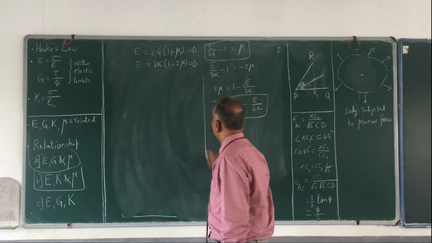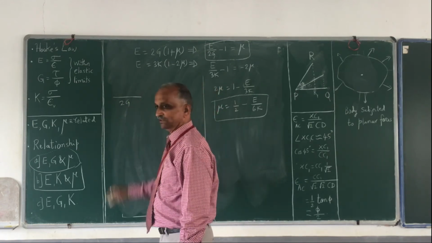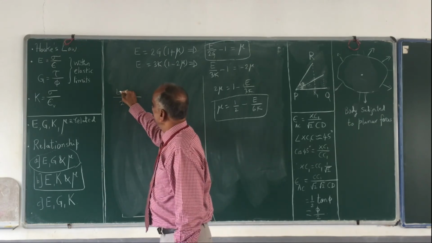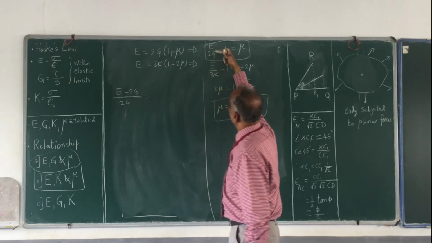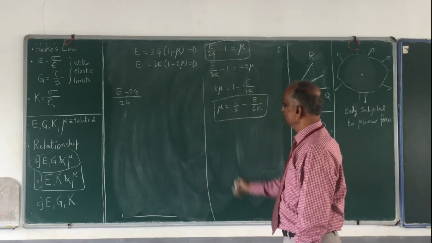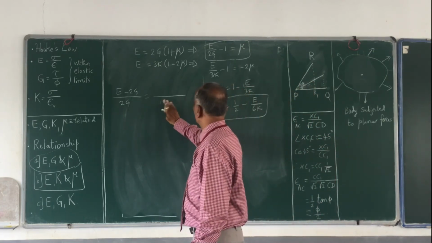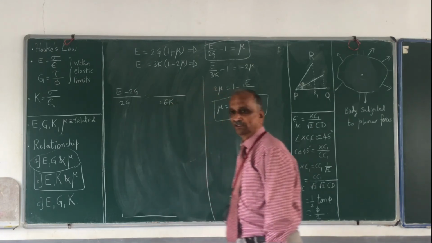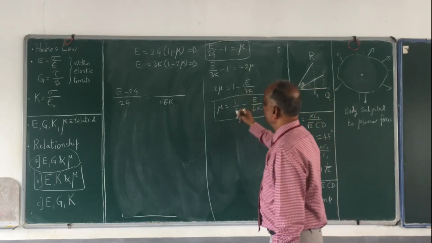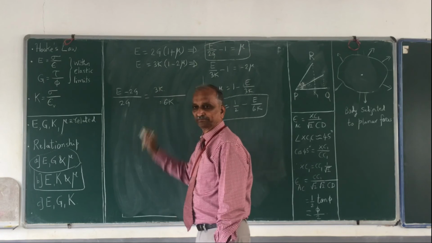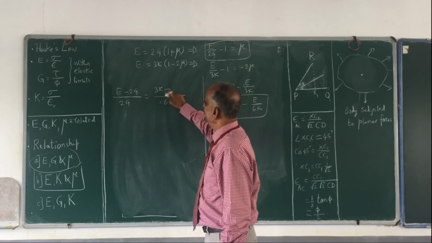Equate the two. E upon 2G, I shall simplify. E minus 2G upon 2G is equal to mu. That is also equal to 1 by 2 minus E upon 6K. 6K, substitute. 2 and 6K, the LCM is 6K. It is 3 times K. 2 into 3K minus E, since 6K is already there, it is just E.